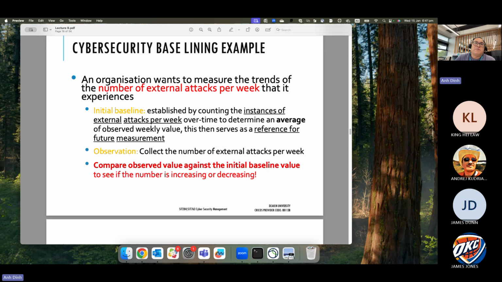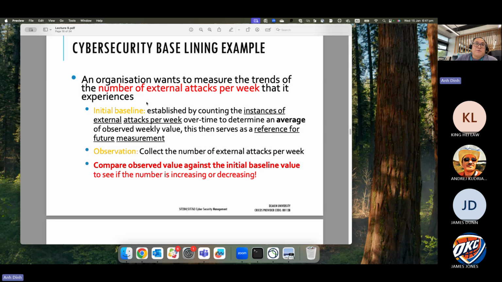And here's an example. If the goal of the organization is to measure and understand the trend of the number of external attacks per week that happen to it, then what we can do is first establish a baseline, right? Because the word trend here means that you need to compare multiple things. There must be a point of reference in order to determine the trend, right? You can say the trend is going upward or downward, but with respect to what? So you need a point of reference, and this baseline serves as that point of reference.